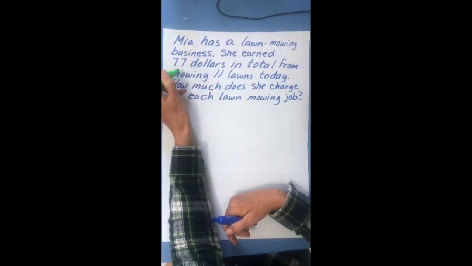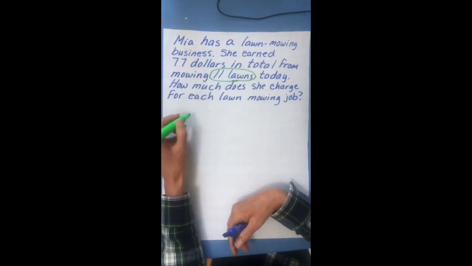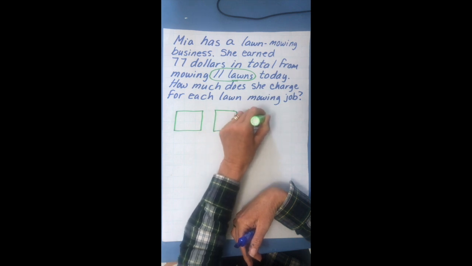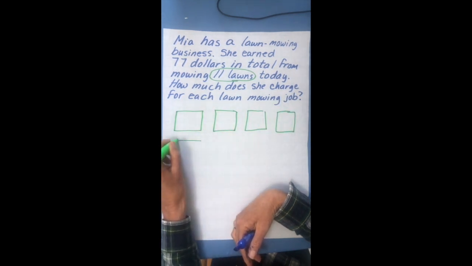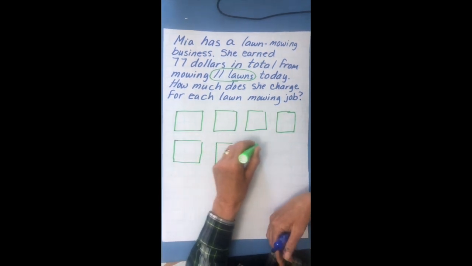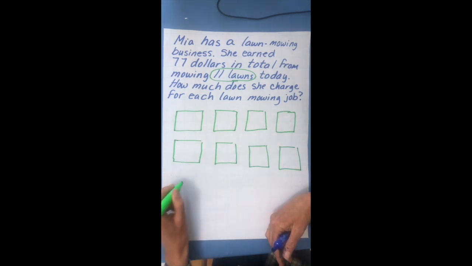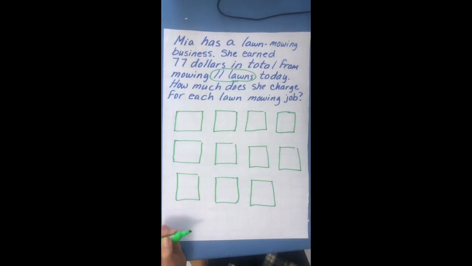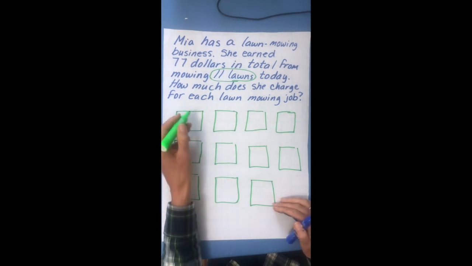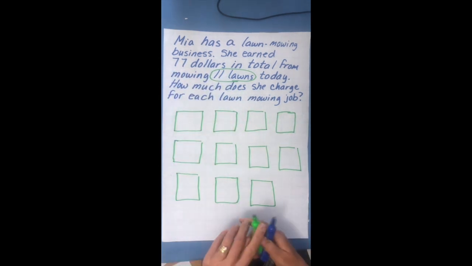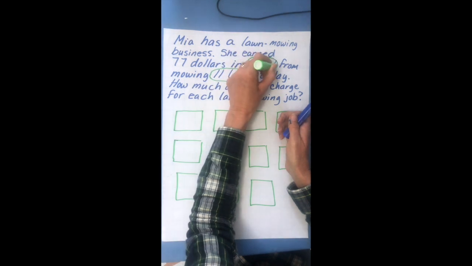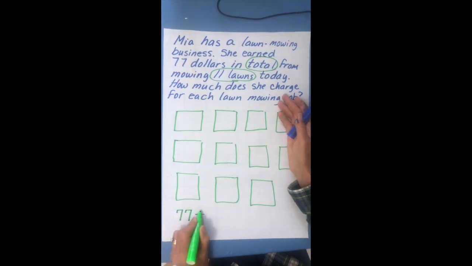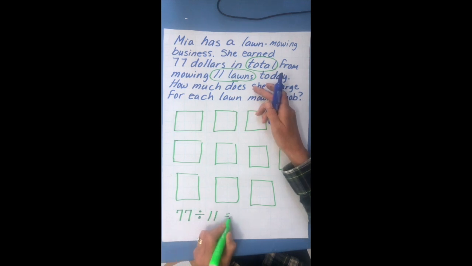So, it says she mowed 11 lawns. So I'm just going to draw 11 lawns. 1, 2, 3, 4, 5, 6, 7, 8, 9, 10, 11. Now, I could skip count, or I could do one for me, one for you. It looks like she had a total, this is a keyword, a total of $77. So when I get the total, I always put it first. It looks like this is division, 77 divided into 11 groups equals how much?